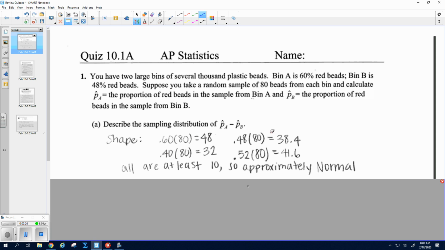For the other sample, we've got 80 beads, but 48% were red. We get 38.4, and 80 times 0.52, so 41.6. All are at least 10, which means the shape is approximately normal.